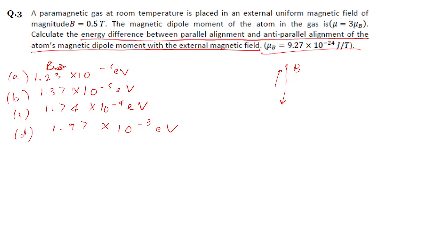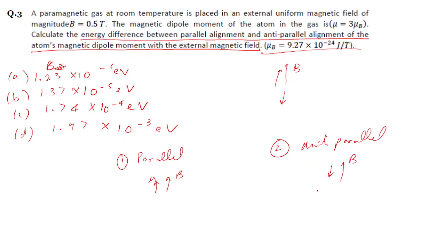And what is the energy difference? So we have one situation when the moment is parallel to the field. Another situation is when it is anti-parallel. The field is in this direction and the magnetic moment is in this direction. Then we have to find out the energy difference in these two situations.